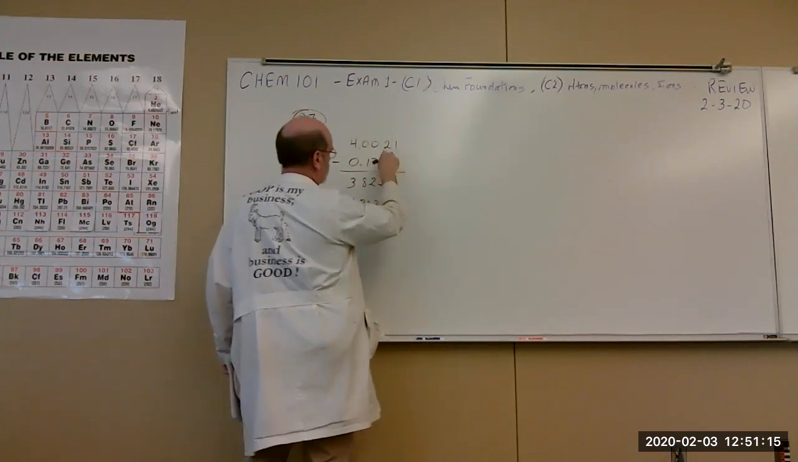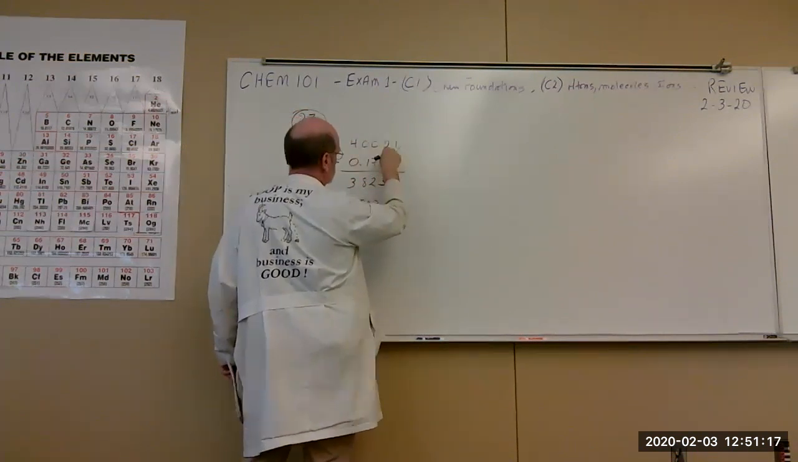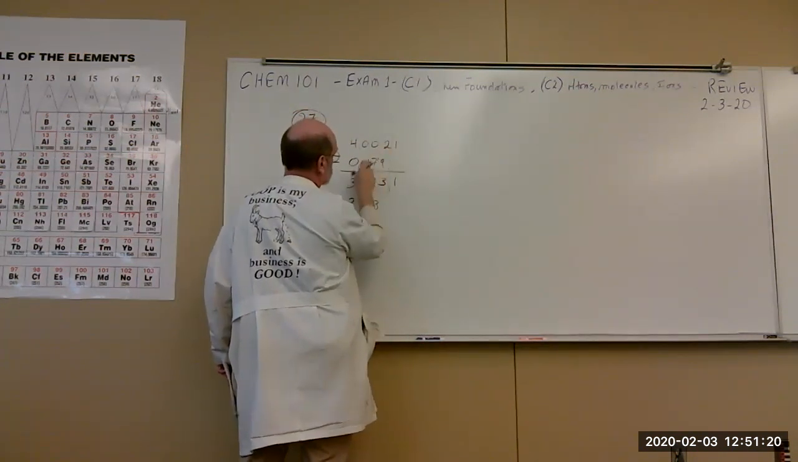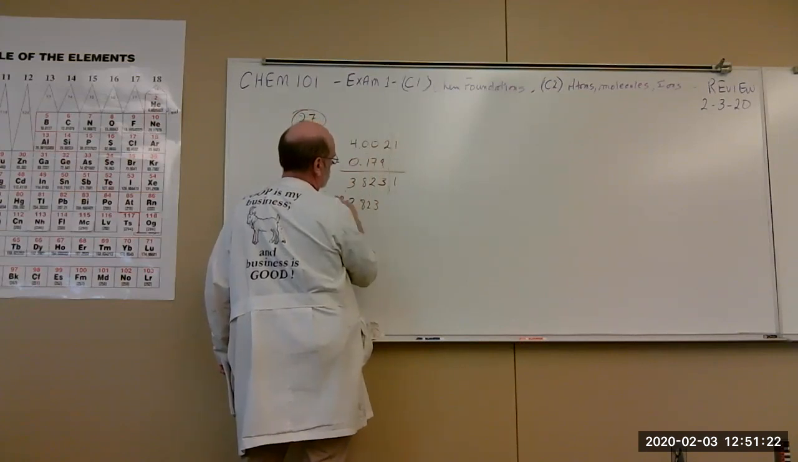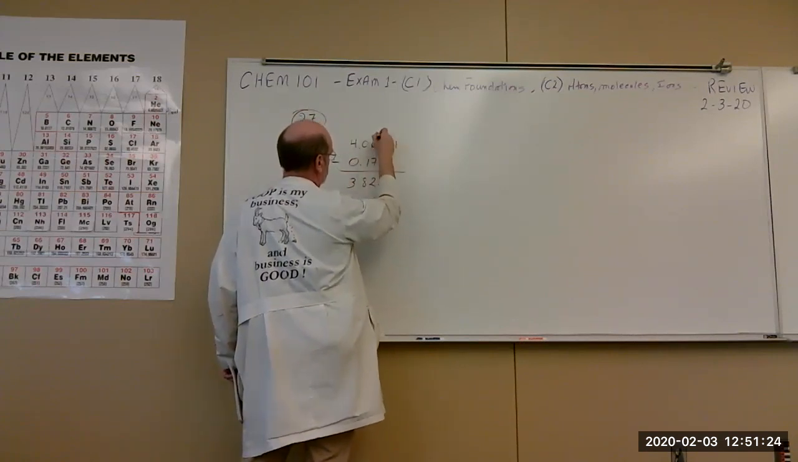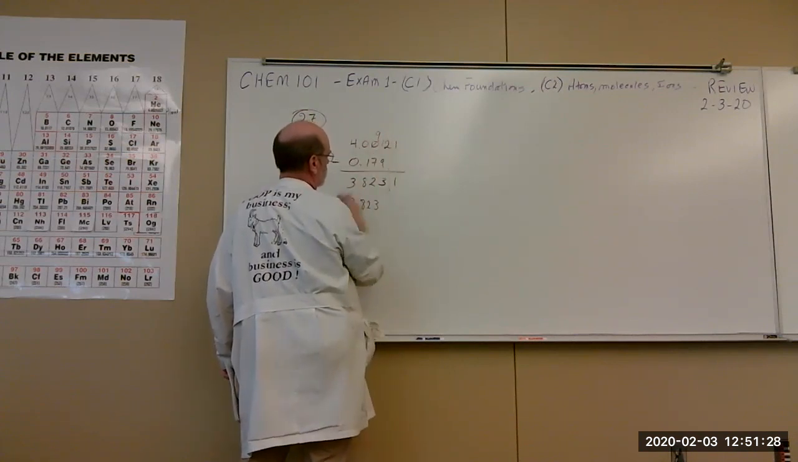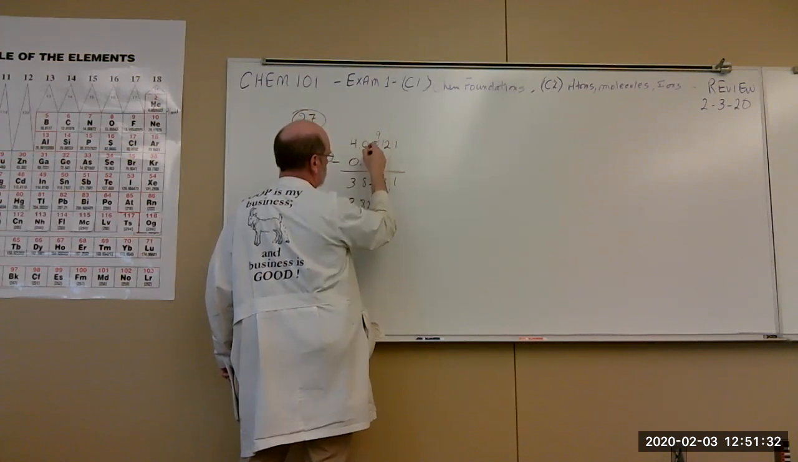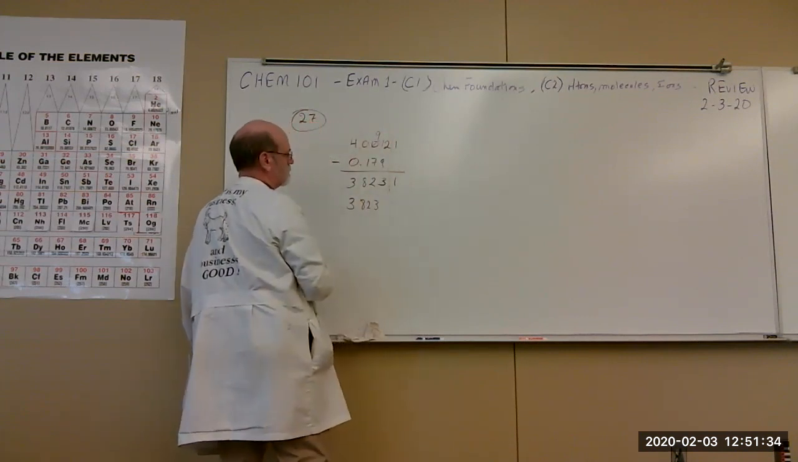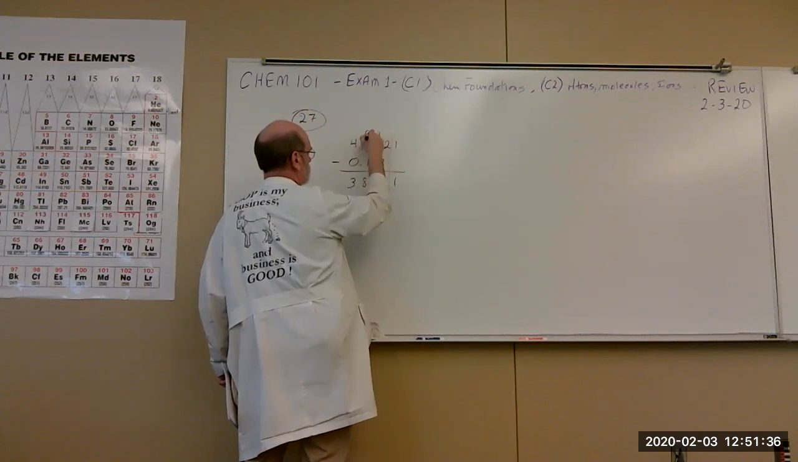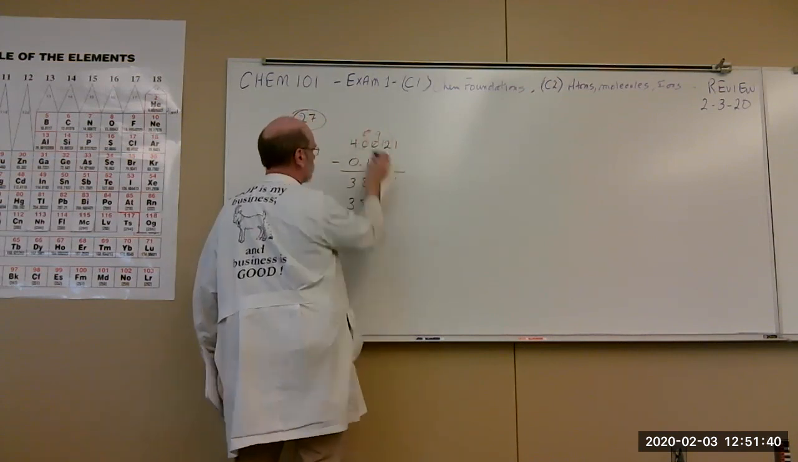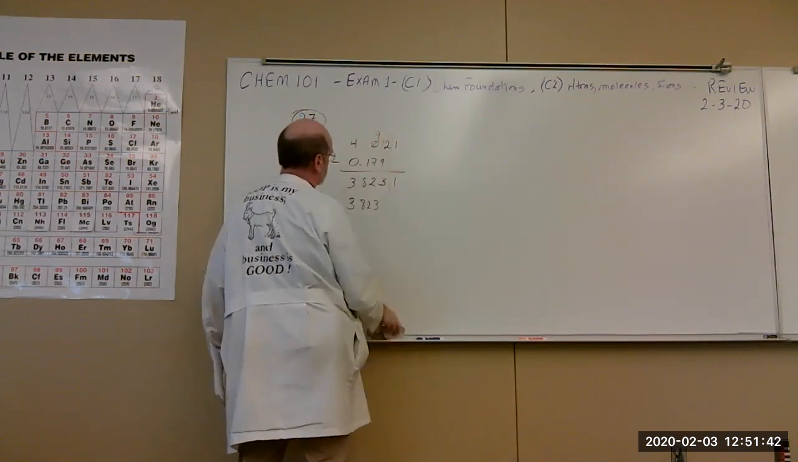Okay. 9 from 12, because the next one over is just a 9, because you carried 1. 7 from 9 is 2. But what can you take 1 from 0? Excuse me. You're right. You're right.